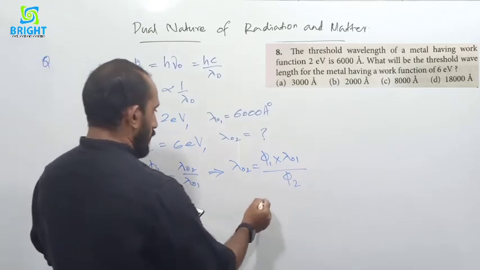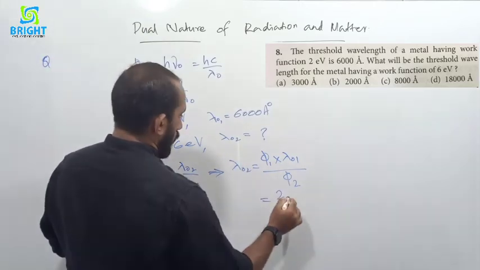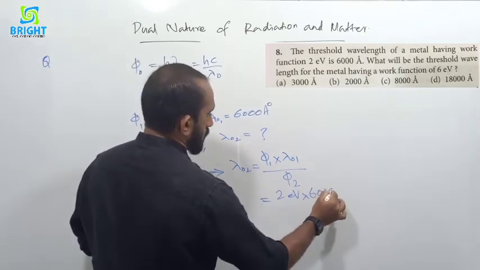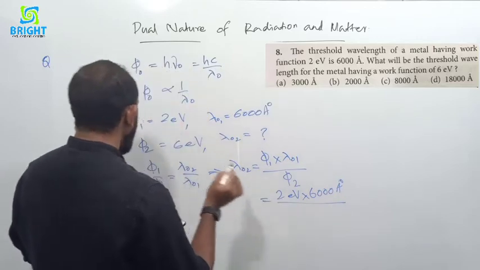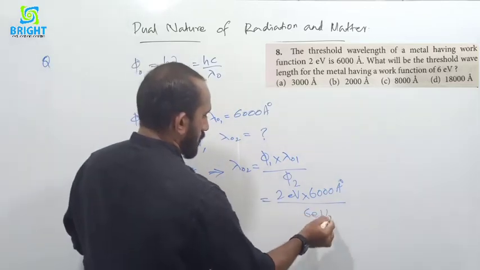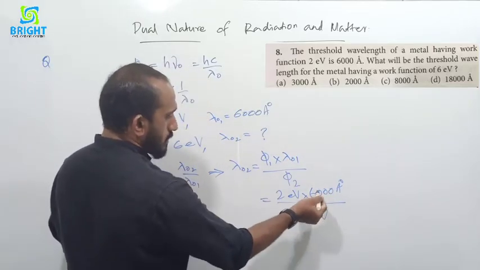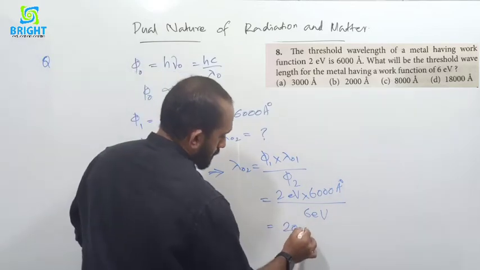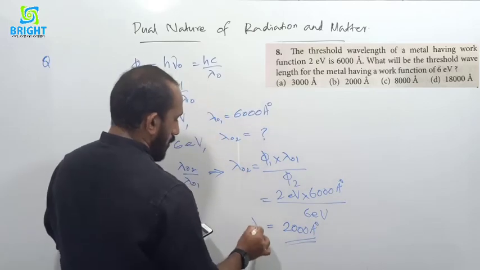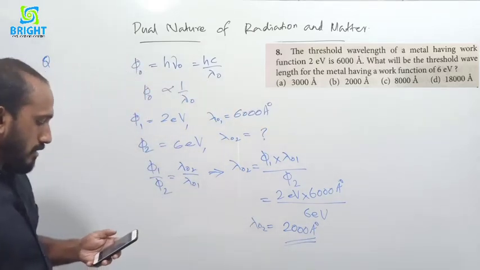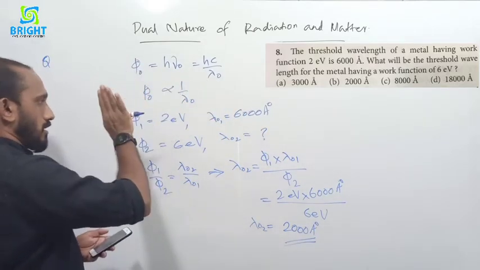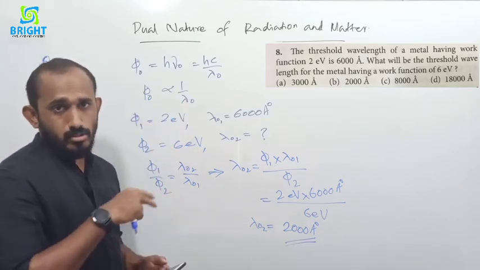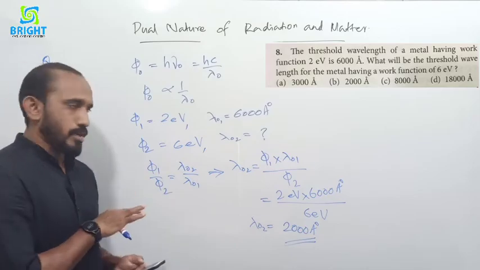If you solve it, it becomes 2 electron volt into lambda 01, which is 6000 Armstrong, divided by 6 electron volt. If you cancel, 2 and 6 cancel, 1000 is there, so the answer is 2000 Armstrong. That will be lambda 02. Here we made use of the concept of work function and threshold wavelength. I hope you got this concept. You can do this merely by comparison.